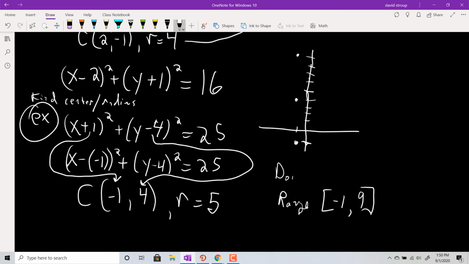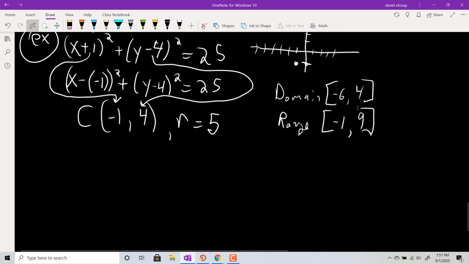For the domain, then, you're going back and forth from the center. So you're going over 1, 2, 3, 4, 5, okay? And then you're going 1, 2, 3, 4, 5 in this direction as well. Okay? So the x-coordinates are 1, 2, 3, 4, 5, 6, -6 to 1, 2, 3, 4.